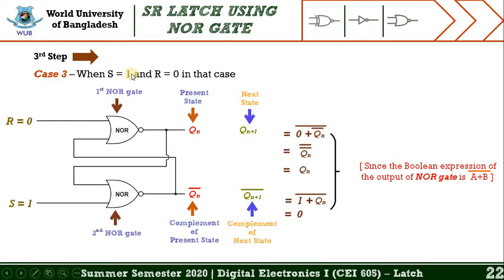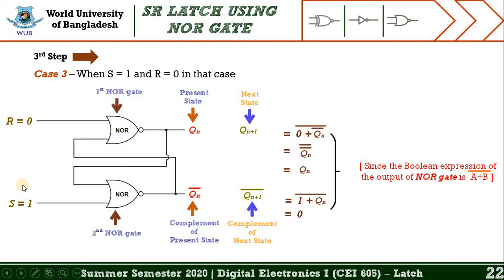In this case, we may find one of the inputs is 1, which is S equals 1, and the other input is 0, which is R equals 0. So let's look at the first, or you can say the upper NOR gate. Then you may find there are two inputs. One is R and another one is Qn bar, which is the complement of the present state.